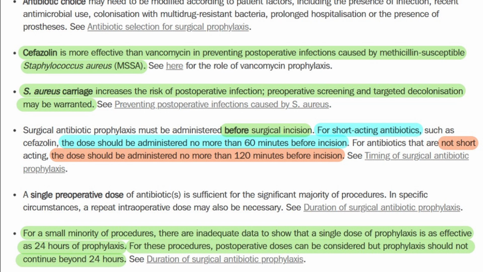It's interesting. Okay. Now, if you look at the overall antibiotics, cefazolin is more effective than vancomycin in preventing postoperative infections caused by methicillin susceptible Staphylococcus aureus. So you can say that cefazolin is on the top. Now there is this mention that Staphylococcus aureus carriage increases the risk of postoperative infection. Preoperative screening and targeted decolonization may be warranted.